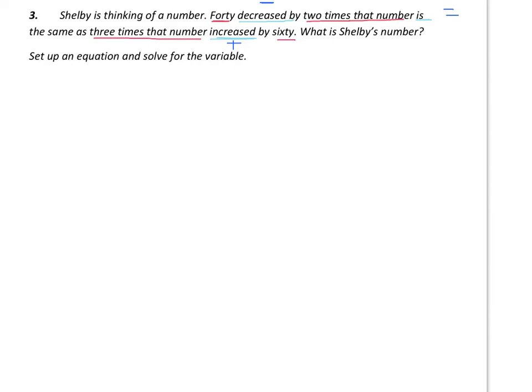So I'm going to say, let X represent Shelby's number. I'm going to abbreviate here. Okay, that's just to let you know what X stands for.